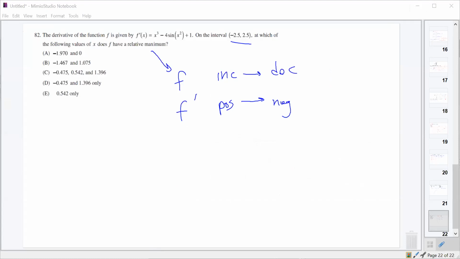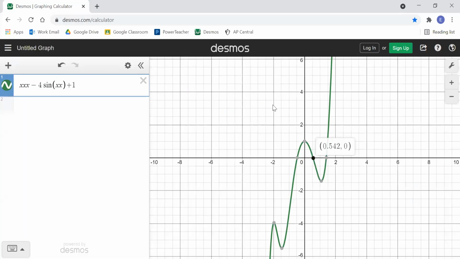x cubed minus sine of 4x squared plus 1. F prime going from positive to negative. I think it's 4 sine x squared, not sine 4x squared. Oh, that'll do it. There we go. Let's try that again. F prime goes from positive to negative at 0.542. You can't see the decimal's badge. There you go. Sorry about that.